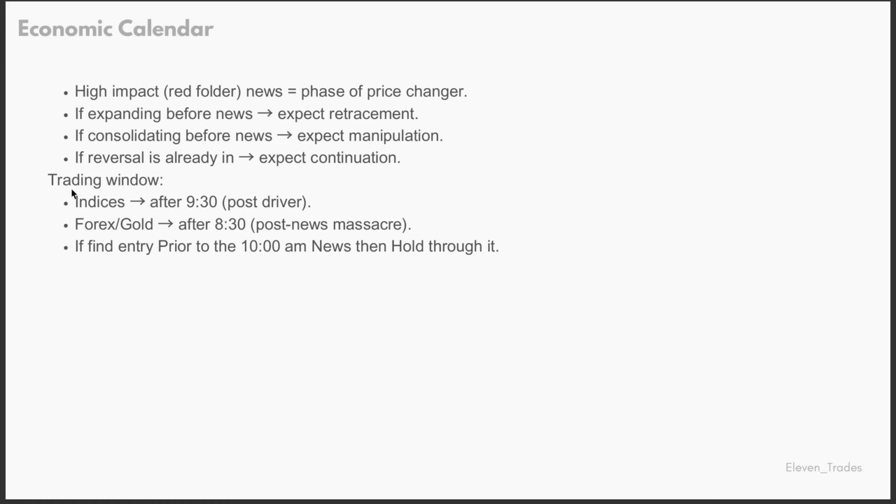Now the trading windows for the indices, I personally am trading post 9:30 because upon that time you have a protected swing that can be run by the 9:30, and the 9:30 itself is providing opportunities for continuation and bias confirmation. So I'm always trading post 9:30, and for the forex and gold, I'm trading post 8:30 because there is no equities open. When we have a red folder news at 8:30, you can then trade continuation in the direction of the bias. And now for the 10 AM news, if you find entry prior to the 10 AM news, then you can hold through it.